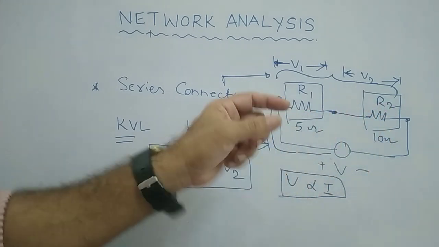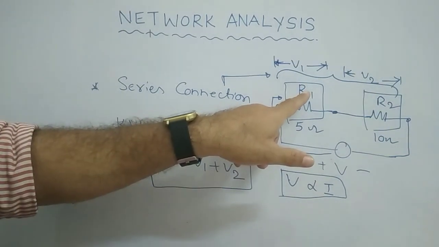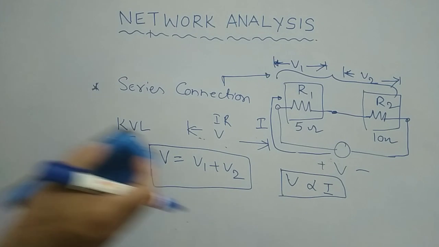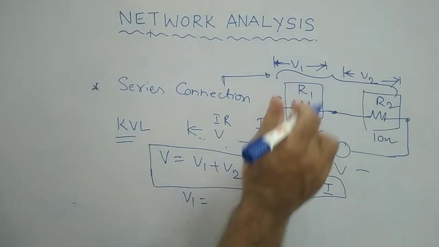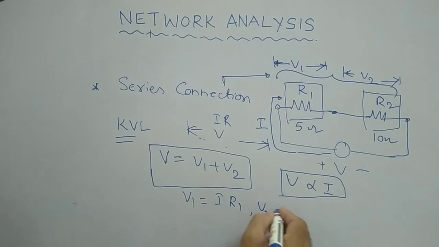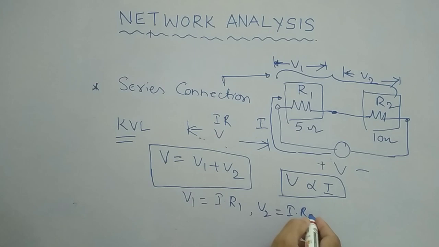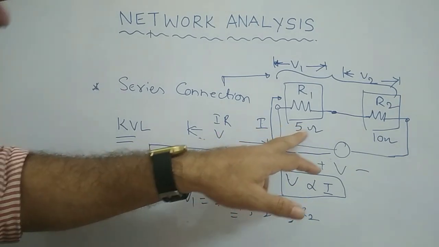If you observe, what is V1 here? It is I into R1. What is V2 here? I into R2. Understood? So from this expression, V1 is nothing but I into R1 as per your Ohm's law. And V2 is equal to I into R2. So the same current flows, but the values differ. R1 and R2 differ because it is 5 ohms and 10 ohms.